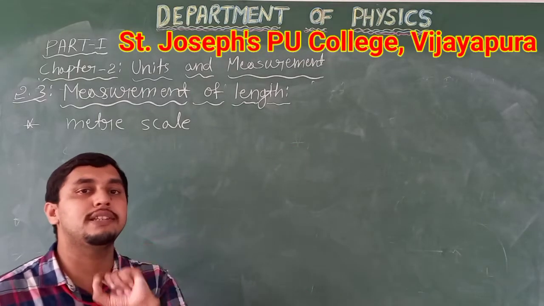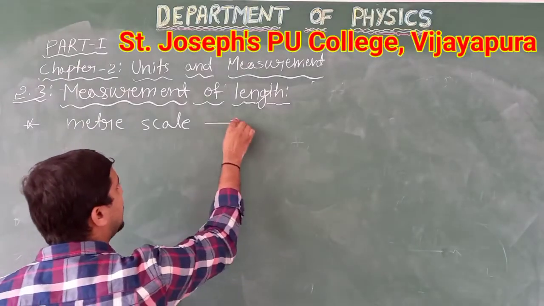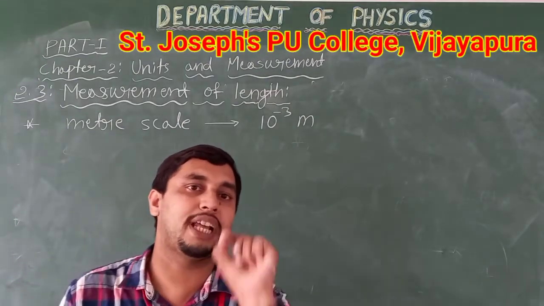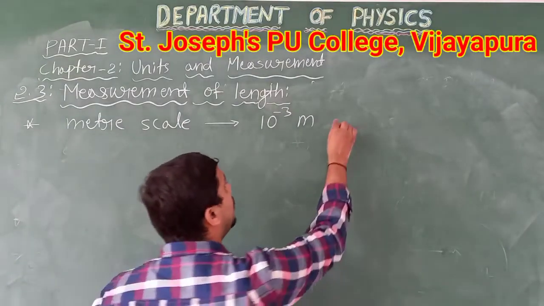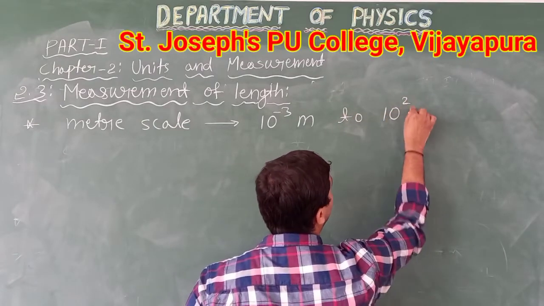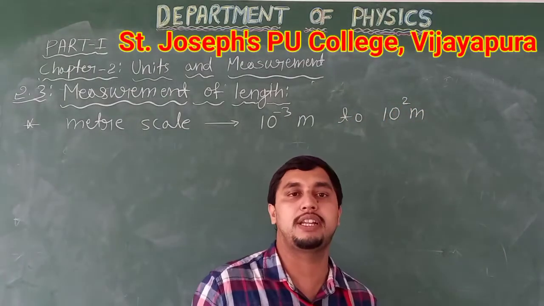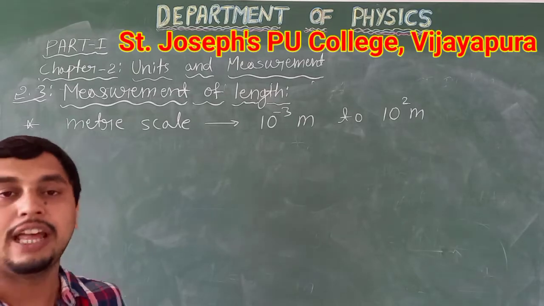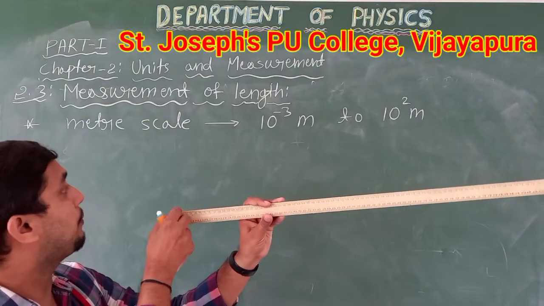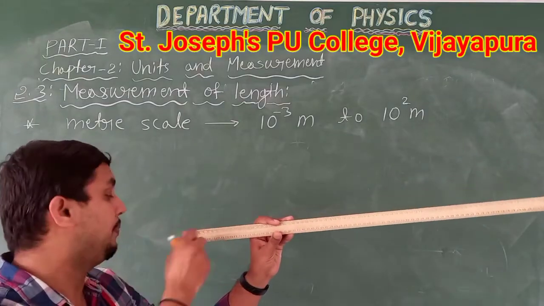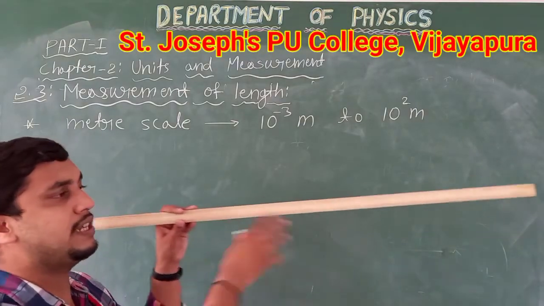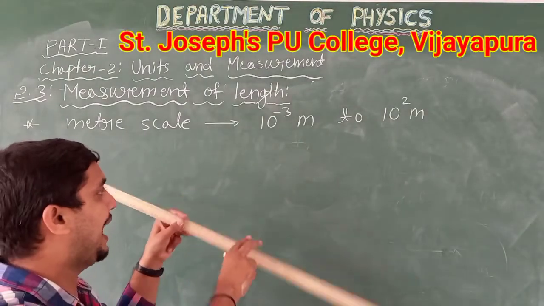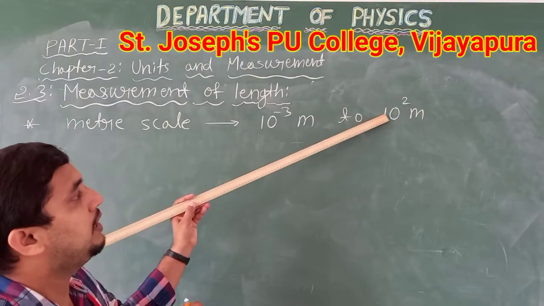Usually this meter scale measures lengths from 10 to the power of minus 3 meter to 10 to the power of 2 meter. 10 to the power of minus 3 means, you already know, milli, that is 1 millimeter. Usually in our lab we are using this scale, and we call it a meter scale. But the actual meter scale goes up to 10 to the power of 2 meter.